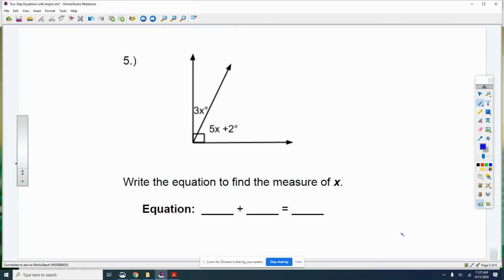All right, so here is number 5. So I have, again, a 90-degree right, 2 angles that create complementary angles, 90 degrees. And I have 3x here, and this is 5x plus 2. So I'm going to combine things that are alike. I have 3x's, I have 5x's, that is 8x, plus 2 equals 90 degrees. Okay, so I'm going to solve.